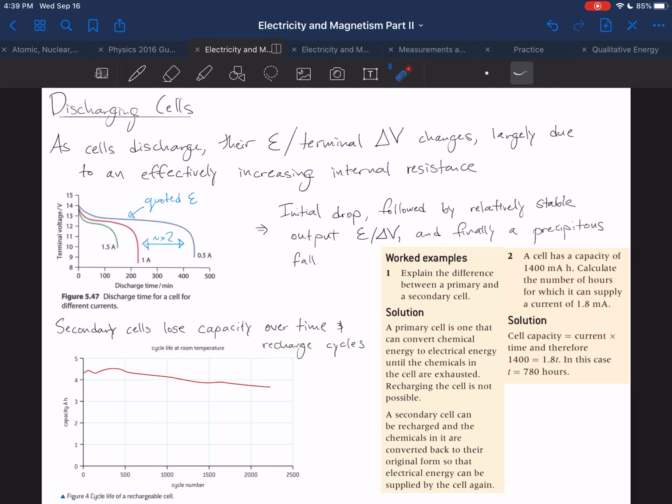So in general, you should be aware of the general shape of the discharge curve, its relationship to the total capacity, and particularly these fall-offs right at the beginning and at the end in the terminal potential difference of the cell in its lifetime.